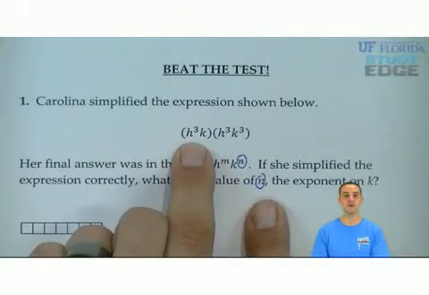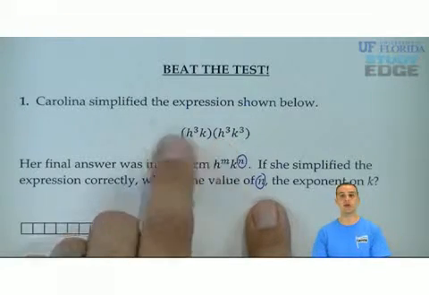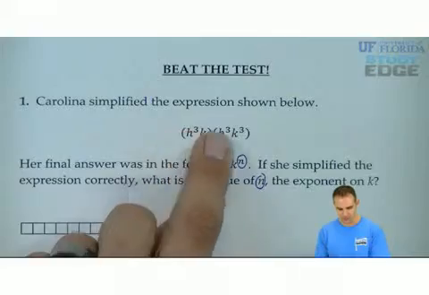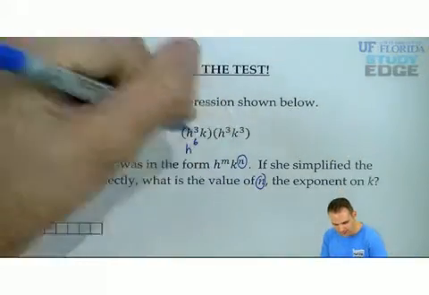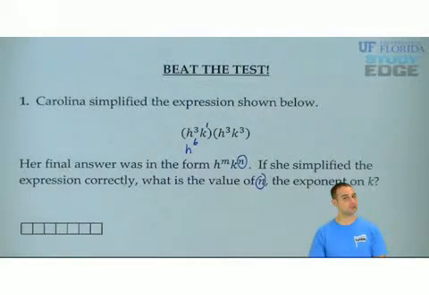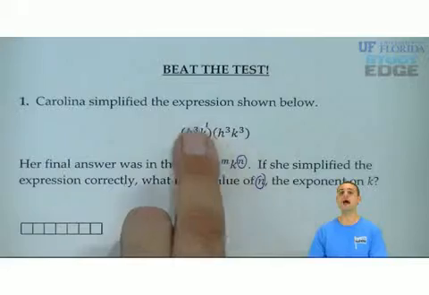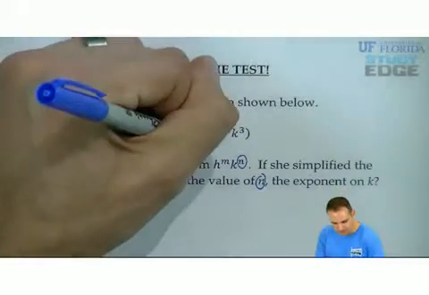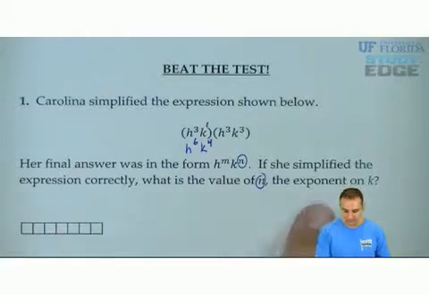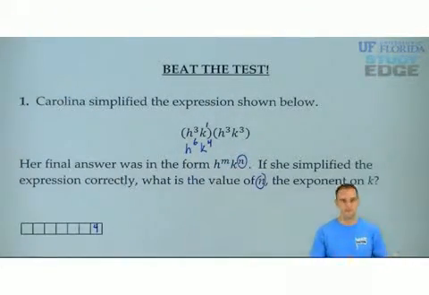We have a monomial times a monomial. H to the 3rd times h to the 3rd. When you multiply, you're going to add the exponents. 3 plus 3 will give you h to the 6th. K would be k to the 1st times k to the 3rd. When you multiply, you add the exponents. 1 plus 3 will give you 4. So the exponent on k would be 4, and the answer is just 4.